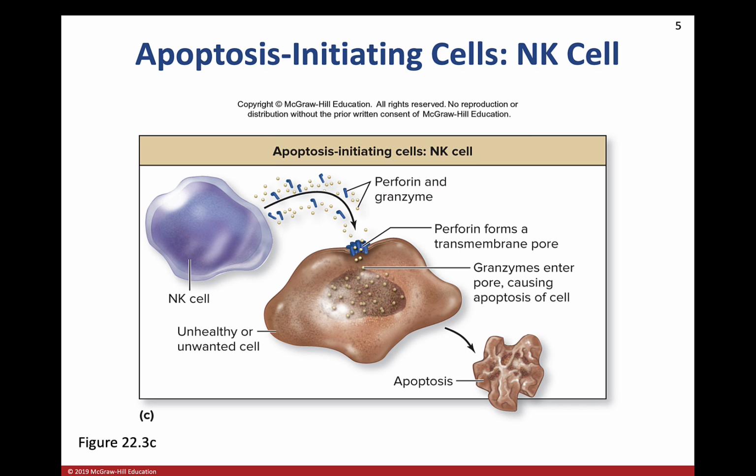There are some cells, such as natural killer cells, that work through apoptosis. And apoptosis is cell death. So here we have a natural killer cell, and notice it is releasing two different substances. One is perforin, a substance that will create a transmembrane pore in the unhealthy or unwanted cell. Then there's something known as granzyme. Granzyme will enter the unhealthy cell through the perforin, and then granzymes will cause apoptosis of that cell.